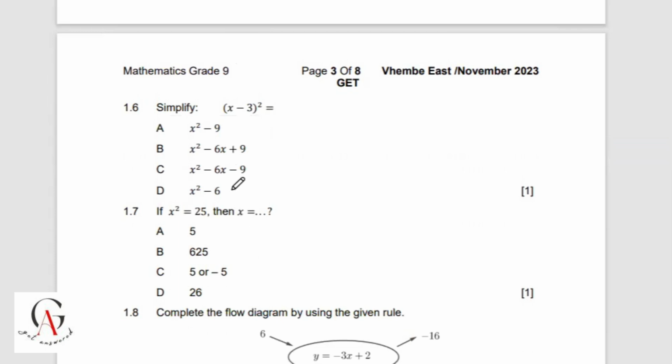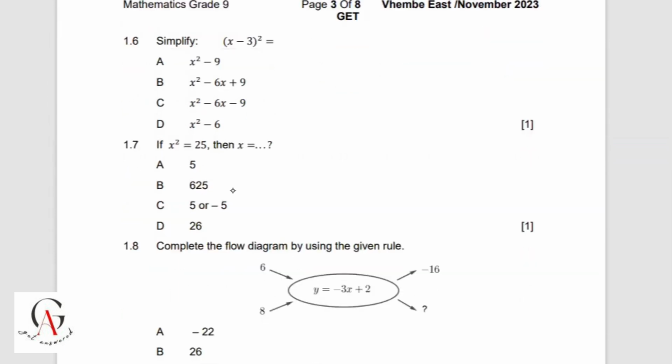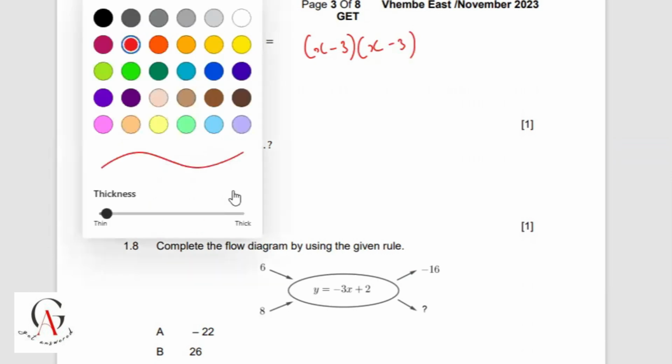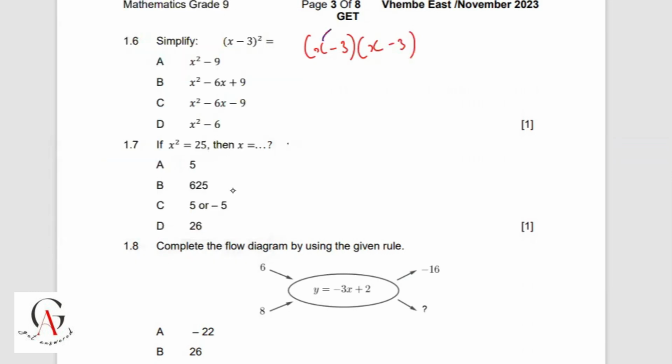1.6, simplify this. So we can simplify this by opening the brackets or expanding them. So x minus 3, and then that's going to be x minus 3. So we can open this using the FOIL. And that FOIL tells us that if we have x and x, that's going to give us x squared.